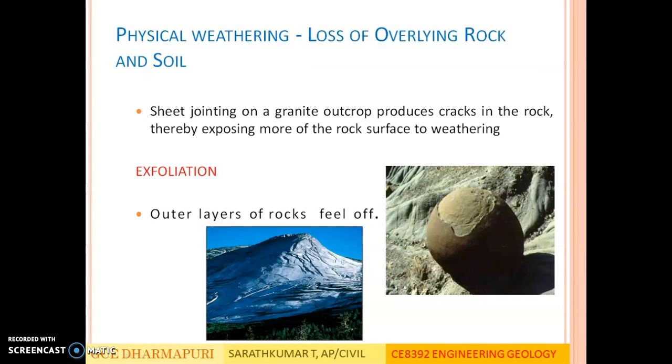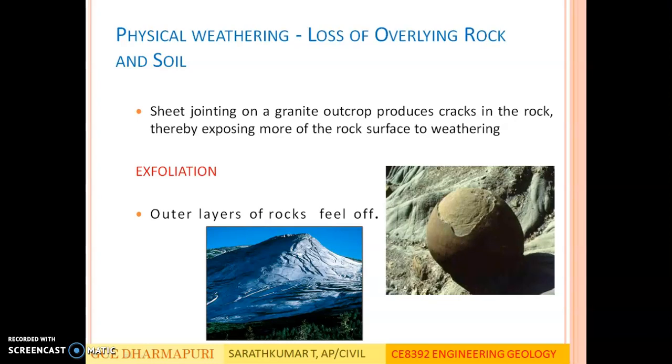Loss of overlying rock and soil. Sometimes the rock layer comes out as sheets. For example, sheet jointing on a granite outcrop produces cracks in the rock, thereby exposing more of the rock surface to weathering.